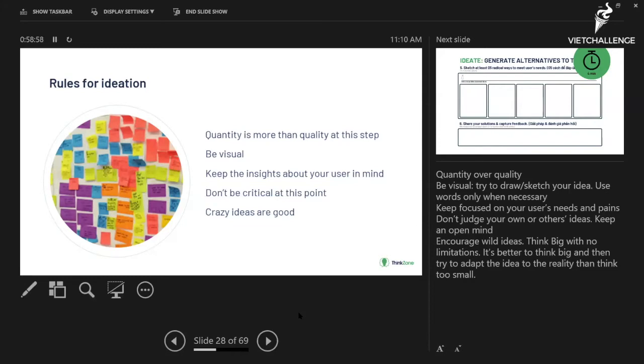And finally, crazy ideas are good. The crazier, the better. Why? This is not just for today's purpose, but in general: when you come up with really wild ideas that seem unrealistic, this is when innovation happens.